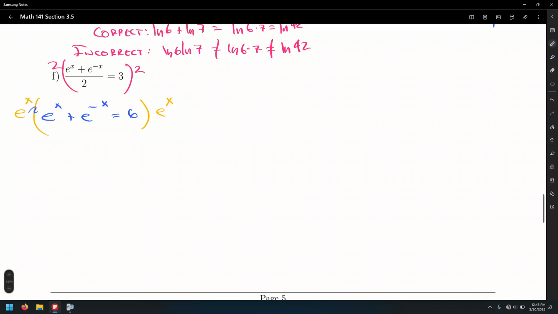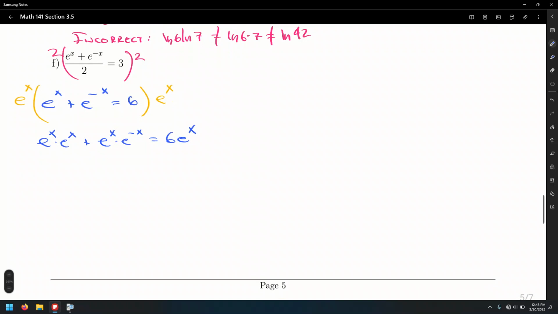Well, e to the x times e to the x, isn't that e to the 2x? Let me do one step at a time so you can see the whole thing. So that's e to the x times itself, e to the x, plus e to the x times e to the negative x equals 6e to the x.